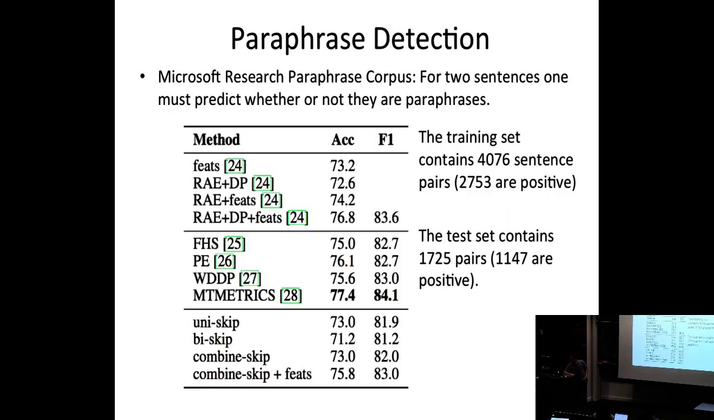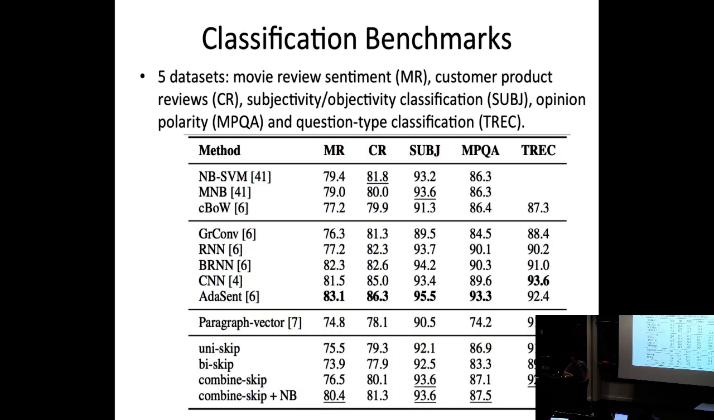So this is the Microsoft Research MSR paraphrase corpus, and again, this model does very well. Just skipping through that, if you look at movie review sentiment, customer product review, subjectivity and objectivity classification, opinion polarity, and so forth, these models are again very much on par with, close to the state of the art, right?